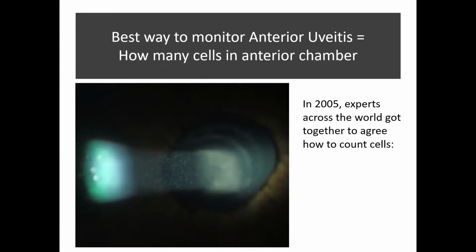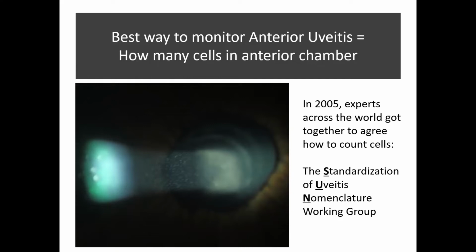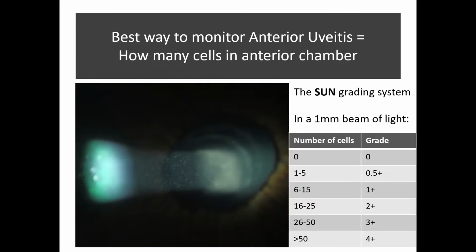So it was a bit subjective. People were just looking and marking it down. In 2005, some experts tried to standardize this globally so we could all record it in the same way. We call them the SUN working group, and they came up with this grading system. They count how many of these white dots you can see in a 1 millimeter beam of light, and then you give it a grade from this table. But again, it was a bit subjective. It relied on humans to count accurately in this tiny little beam of light.